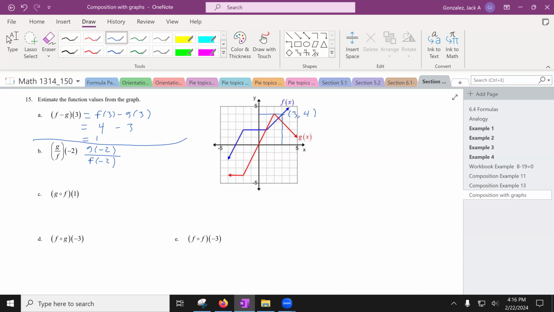Then G is the red. We go to 3, same thing. We go to where the red stops. So 1, 2, 3. This is 3, 3 right here. And then the 4 minus 3, you're basically subtracting the Y's? Yes, that's exactly what this is. You're subtracting the outputs given some input. That's all that means.